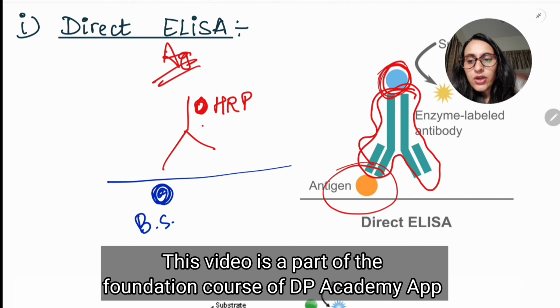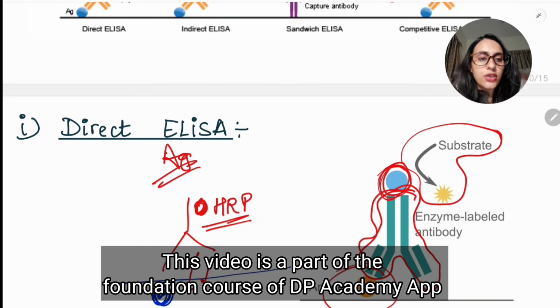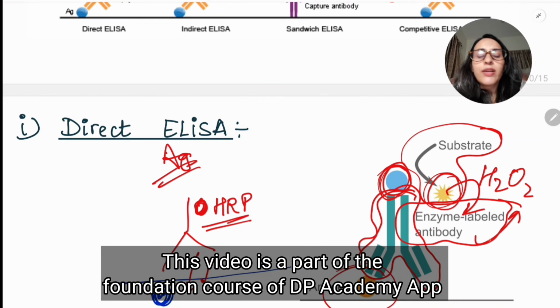This enzyme, HRP, is added, and the antigen antibody reaction is done. And here we have a substrate. This substrate, when it combines with the enzyme, substrate is what? Hydrogen peroxide. When it is combined with the enzyme labeled antibody, the enzyme is going to break this hydrogen peroxide because the enzyme is peroxidase, horseradish peroxidase, this HRP enzyme.